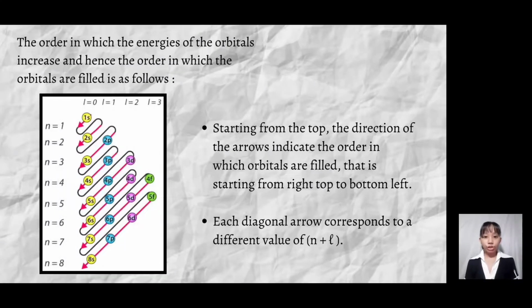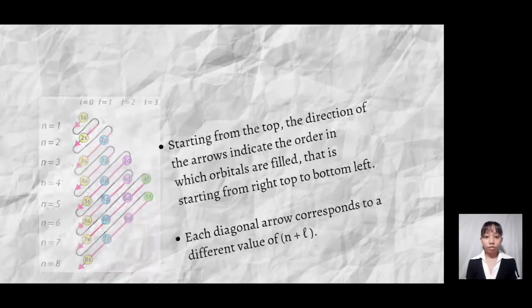The order in which the energies of the orbitals increase, and hence the order in which the orbitals are filled, is as follows. From the illustration, starting from the top, the direction of the arrow indicates the order in which orbitals are filled, that is, starting from the top right to the bottom left. And each diagonal arrow corresponds to a different value of n plus l. According to the n plus l rule, the values l equals 0, 1, 2, 3 correspond to the s, p, d, and f orbitals respectively.